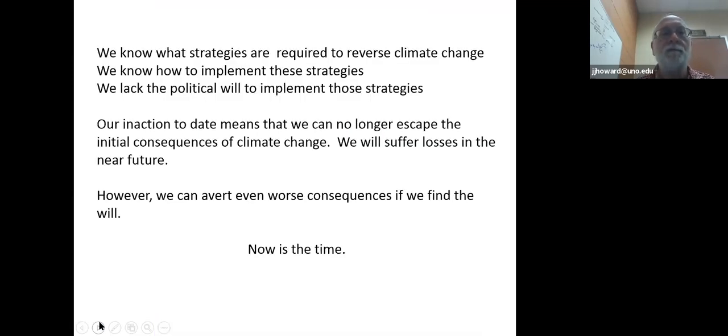Well, we have the strategies in place to reverse climate change, to stop it in its tracks and reverse it. Global temperatures can be going down as early as 2040 or 2050 if we were to take aggressive action. We know what to do. We just don't have the political will.